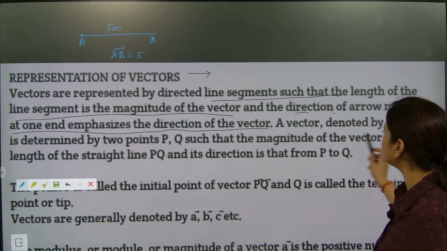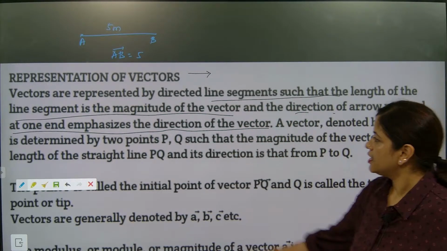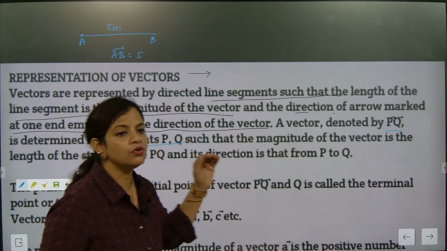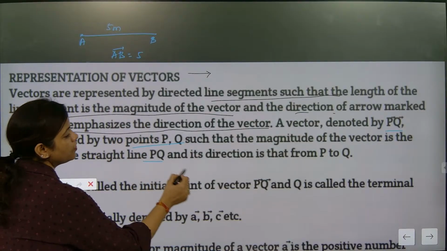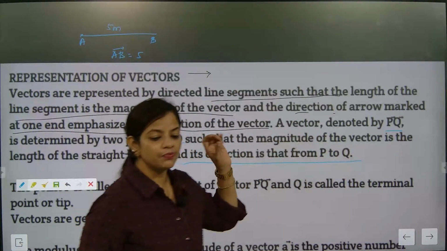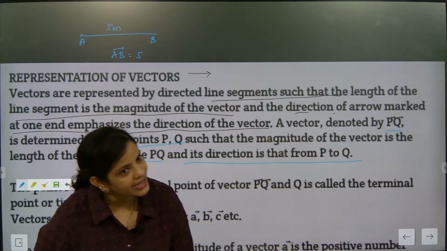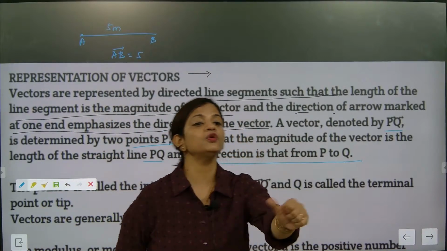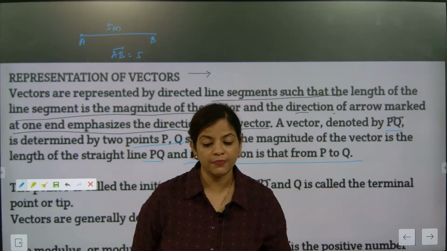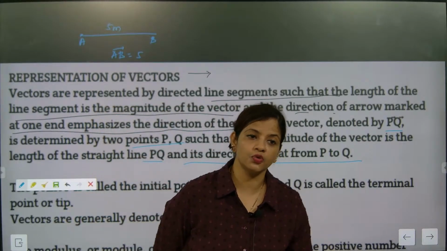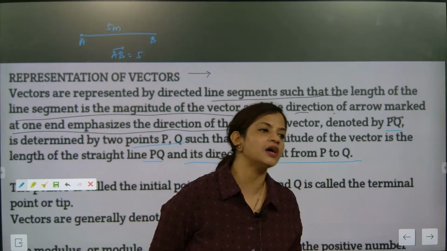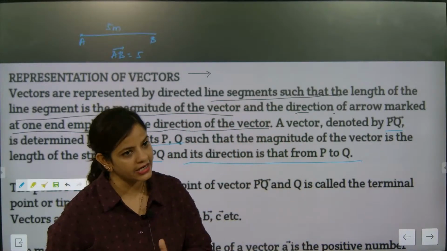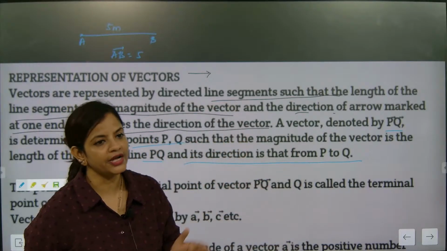Understood? Next, a vector denoted by PQ is determined by going from point P to Q, and its direction is from P to Q. That means the start is P and the other end is Q. Since vector is direction specific, when you go opposite, it will become Q to P, and at that time the magnitude will become negative. That's the most important point about vector.